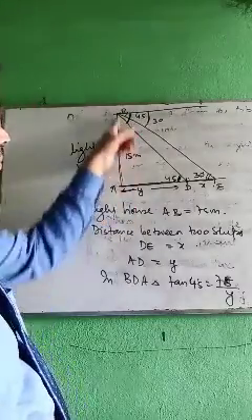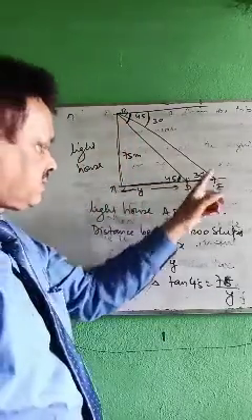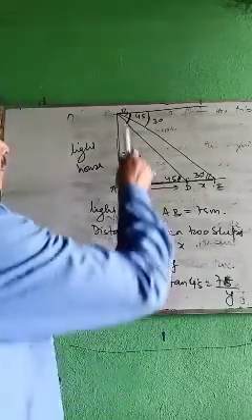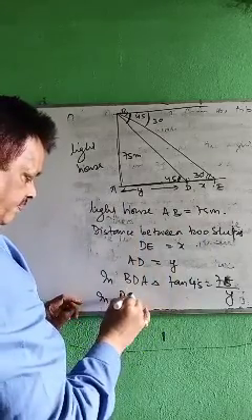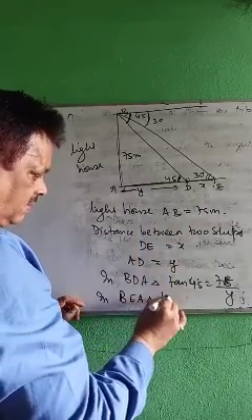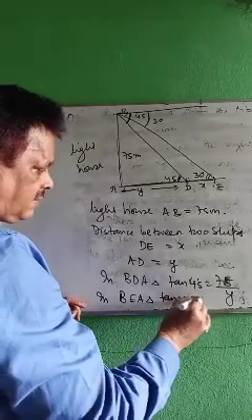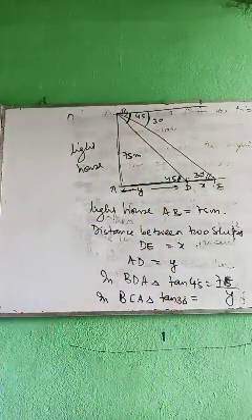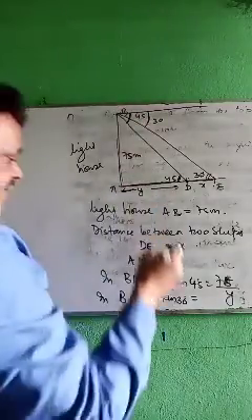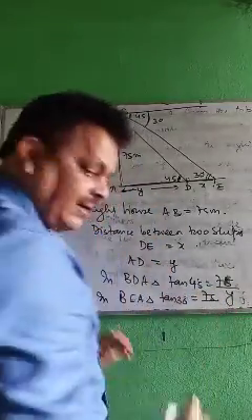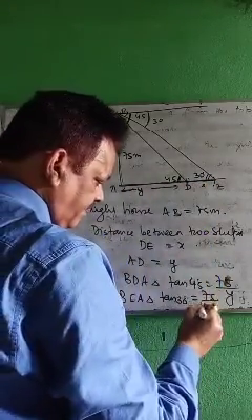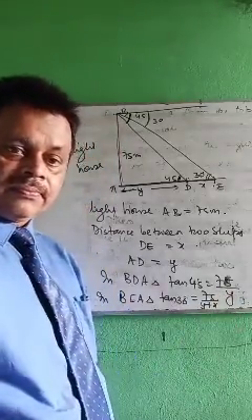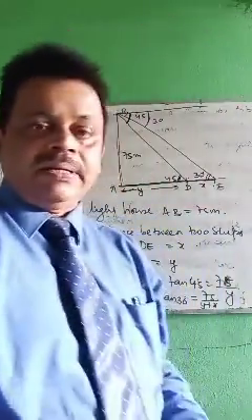In which triangle? BAE triangle or BEA triangle, tan 30, perpendicular is which one? 75, divided by how much? Total means y plus x. Okay, try to solve it. Now complete this part.